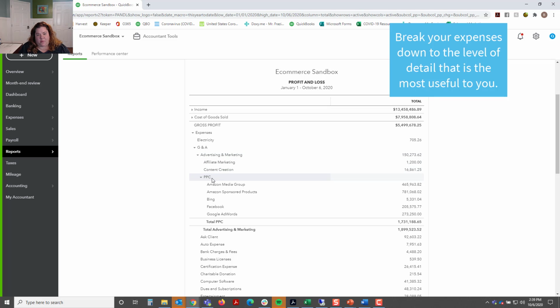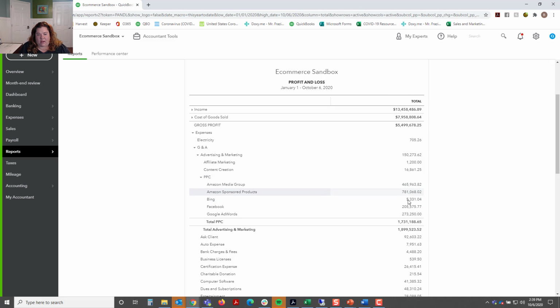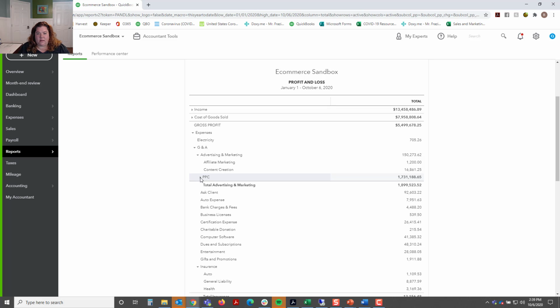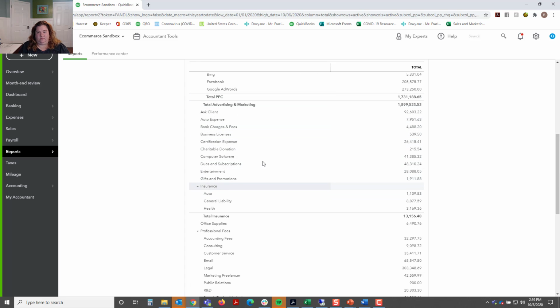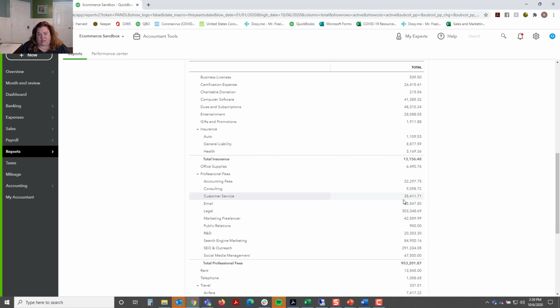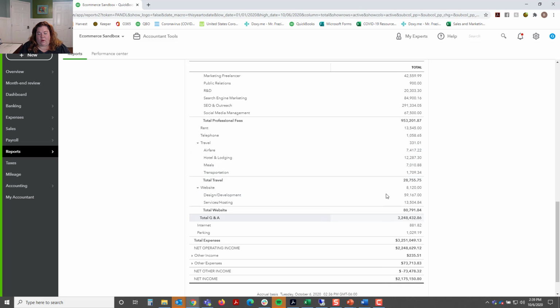So PPC, pay-per-click. I can see how we're actually running each of our individual pay-per-click campaigns, how much each of those are costing us individually, or I can condense that all so I just see it as one thing. But you can see these are some of the types of things that would be considered overhead expenses: computer software, dues and subscriptions, insurance, professional fees, rent, telephone, website.